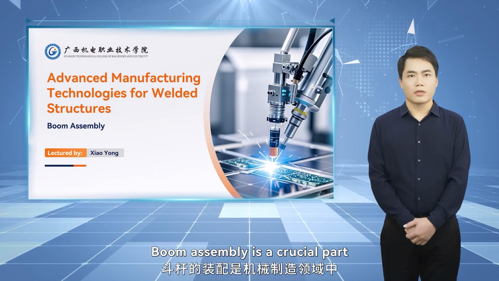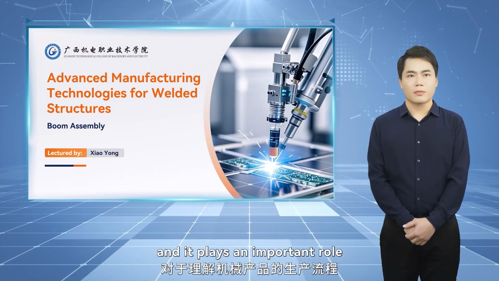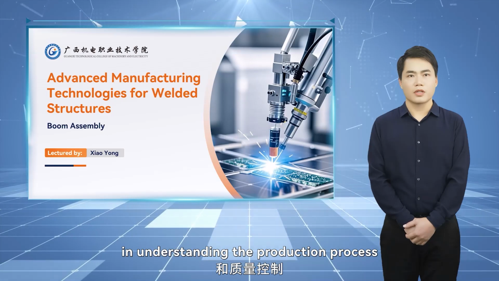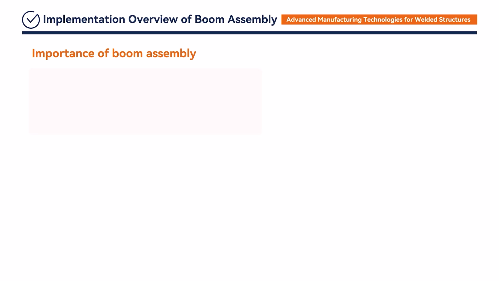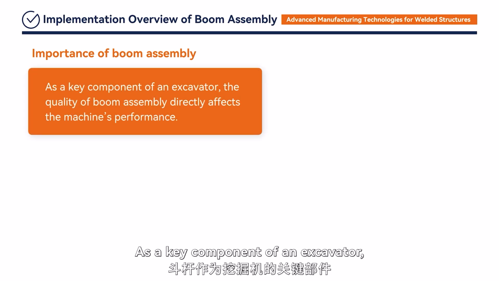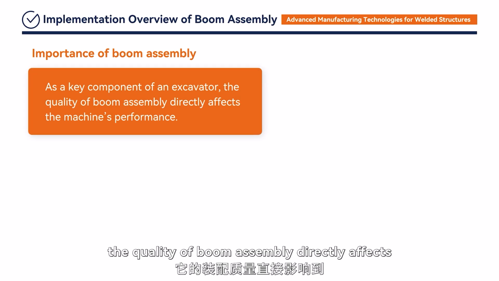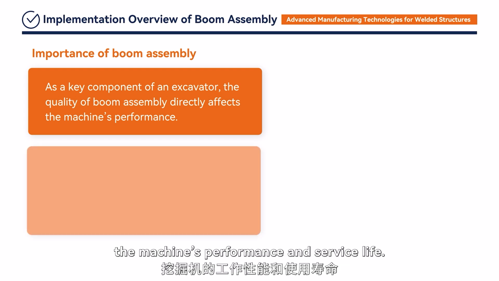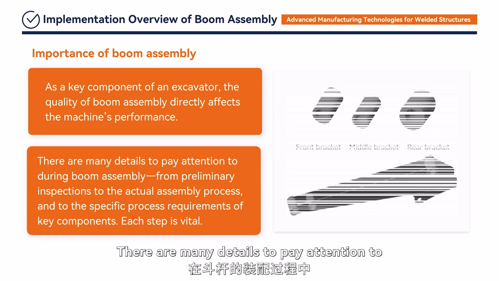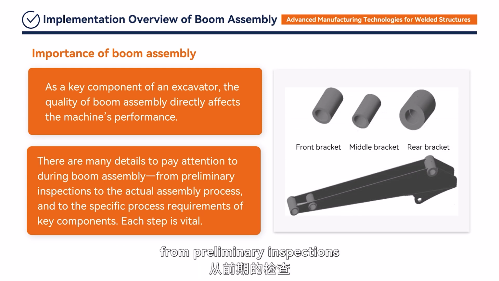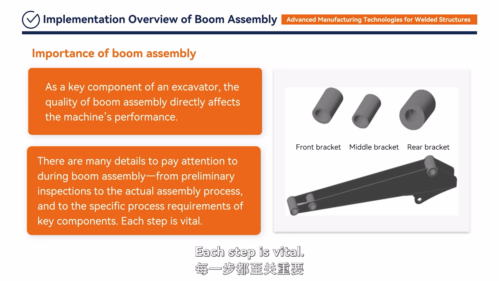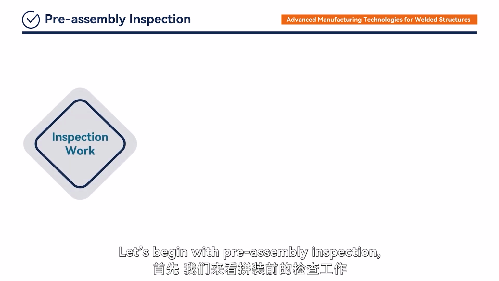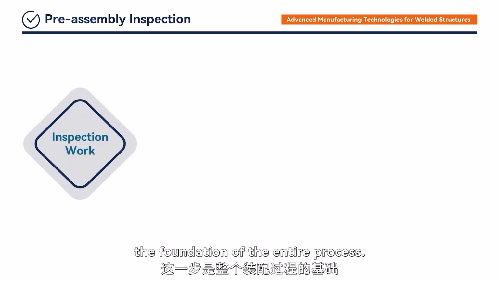Boom assembly is a crucial part of mechanical manufacturing, and it plays an important role in understanding the production process and quality control of mechanical products. As a key component of an excavator, the quality of boom assembly directly affects the machine's performance and service life. There are many details to pay attention to during boom assembly, from preliminary inspections to the actual assembly process, and to the specific process requirements of key components. Each step is vital. Let's begin with pre-assembly inspection, the foundation of the entire process.